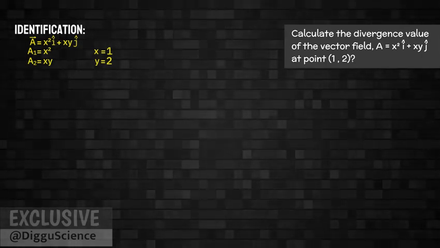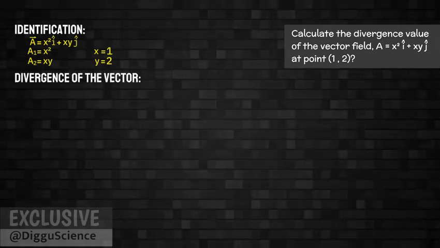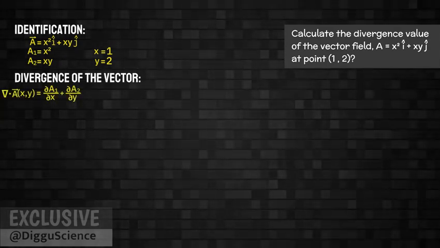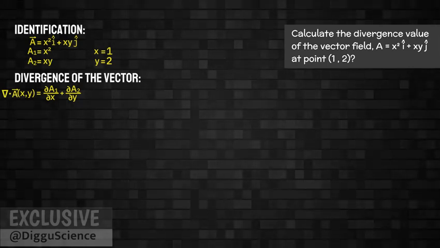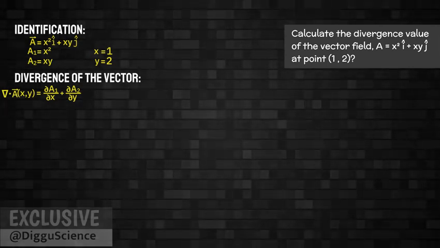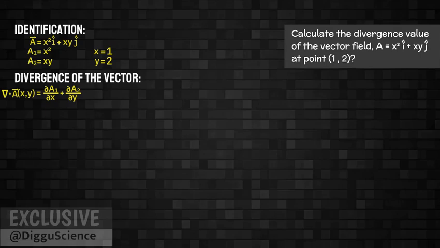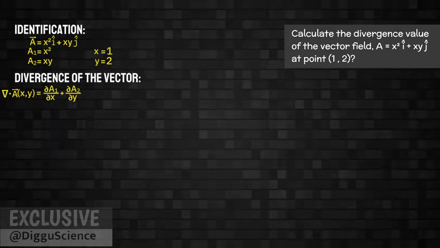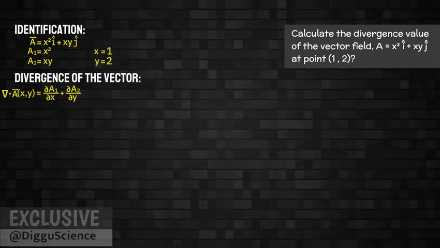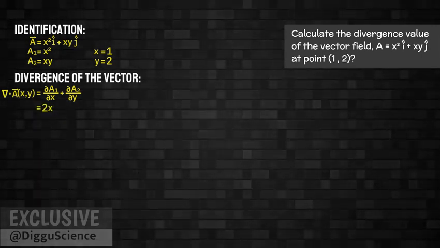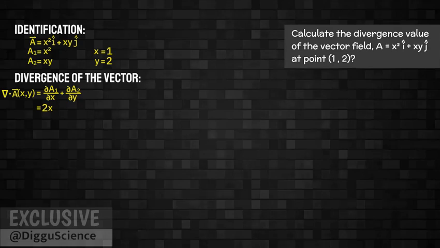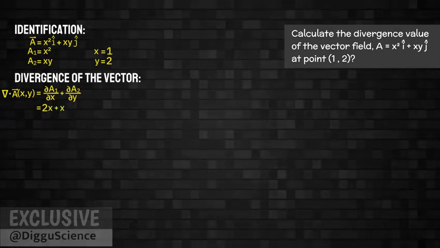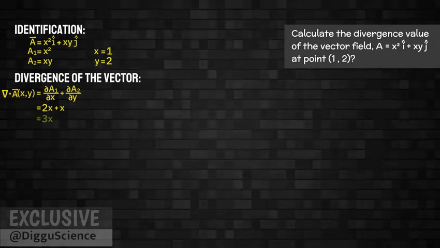The next step is to calculate the divergence of the vector field over all points. The div of A is equal to the partial A1 partial x plus the partial A2 partial y. Here we only use two terms, because the vector field has no component on the z-axis. The partial derivative of x squared with respect to x is 2x. The partial derivative of xy with respect to y is x. So the div of A is equal to 3x.